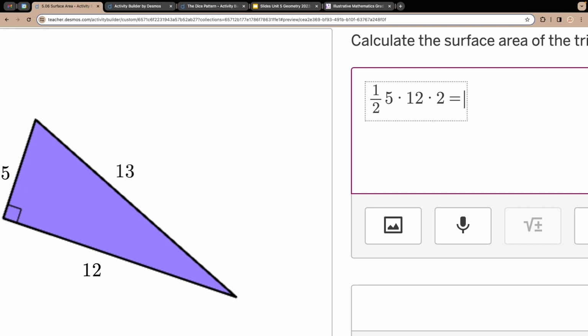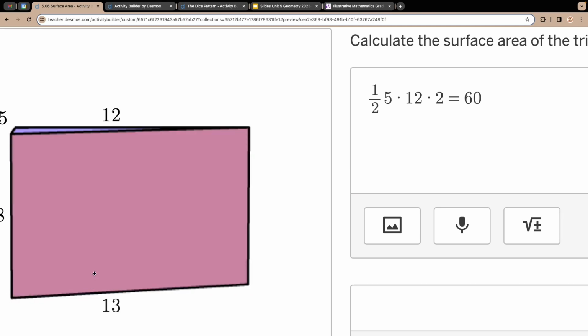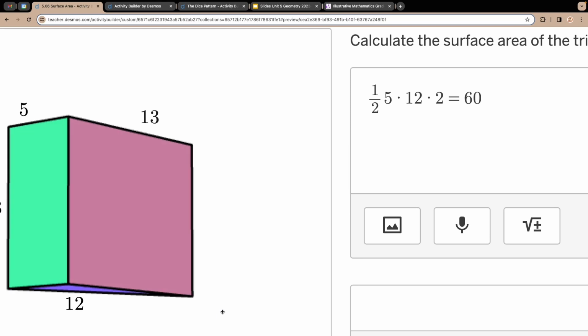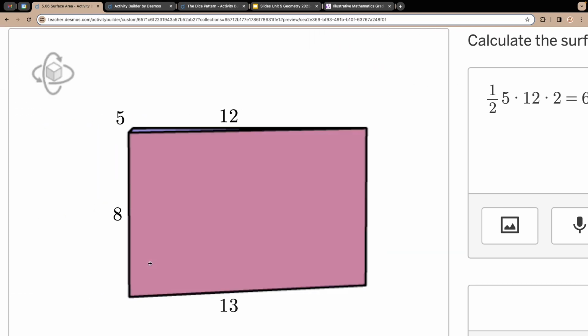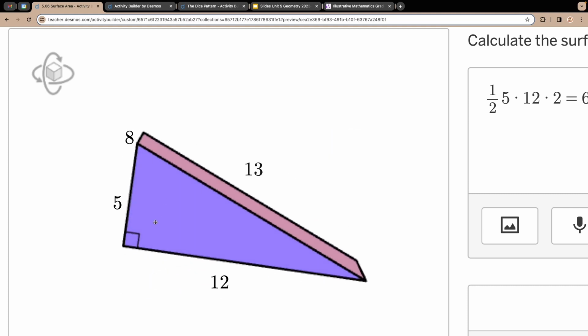Half of 12 is 6, times 2 back to 12. 12 times 5 is 60. So all that would just be 60. So we got the triangles, but there's also 3 rectangles. So I would just look at the rectangles here and add those in and find the area of those 3 rectangles. Now, I don't want to make this video over 5 minutes, so I'm not going to show that, but just showing you how we would find the triangles.